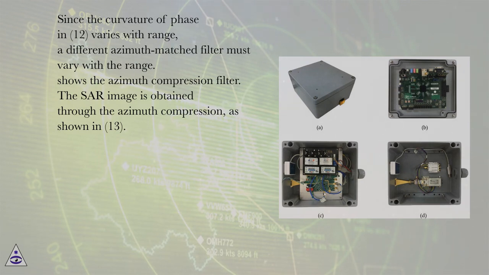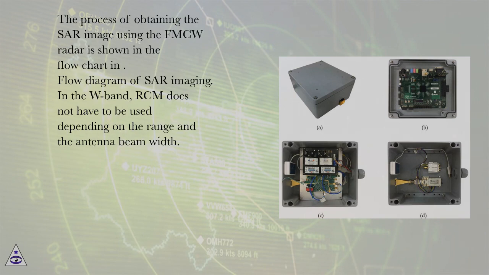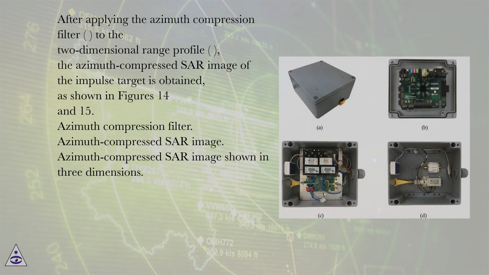Shows the azimuth compression filter. The SAR image is obtained through the azimuth compression, as shown in (13). The process of obtaining the SAR image using the FMCW radar is shown in the flowchart in. Flow diagram of SAR imaging. In the W-band, RCM does not have to be used depending on the range and the antenna beam width. After applying the azimuth compression filter to the two-dimensional range profile, the azimuth compressed SAR image of the impulse target is obtained, as shown in figures 14 and 15.